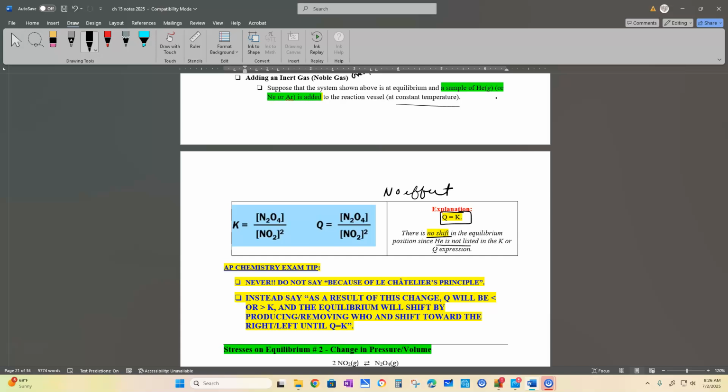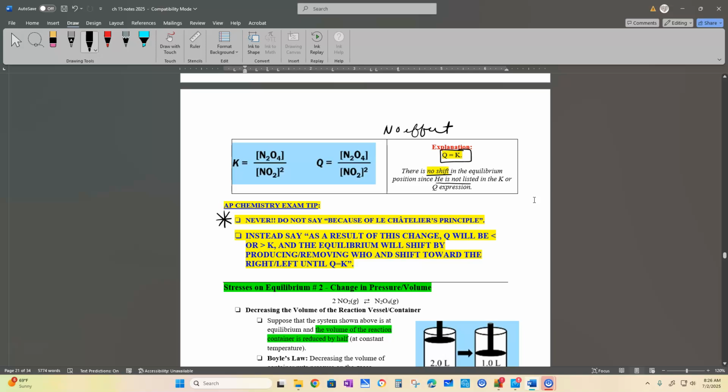So ladies and gentlemen, I took the time to write out the essays, the little explanations for you. That's what AP wants to hear. Do not ever say, because of Le Chatelier's principle, oh, AP already stopped reading. Don't do that. Instead, talk about how you fix the change. Q will either be greater or less than K. The equilibrium will shift by either producing or removing. And which way are you going to shift, left or right? And that's the name of the game. How do I get my Q to equal my K?